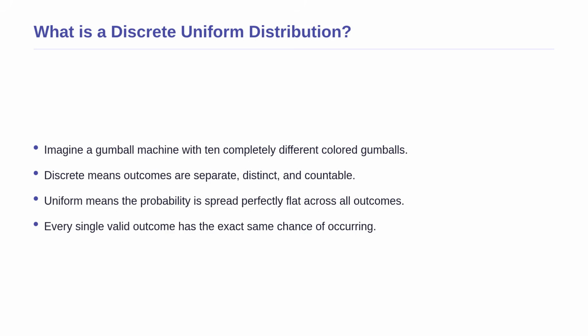Now that we know our topic, let us understand what a discrete uniform distribution actually is. Imagine you are standing in front of a gumball machine filled with 10 gumballs, each a completely different color. Because they are identical in size and weight, every single color has the exact same chance of dropping out when you turn the crank. The word discrete means our outcomes are separate and countable, like whole gumballs. The word uniform means the probability is spread perfectly flat across all those outcomes. A standard fair six-sided die is a perfect everyday example of this.